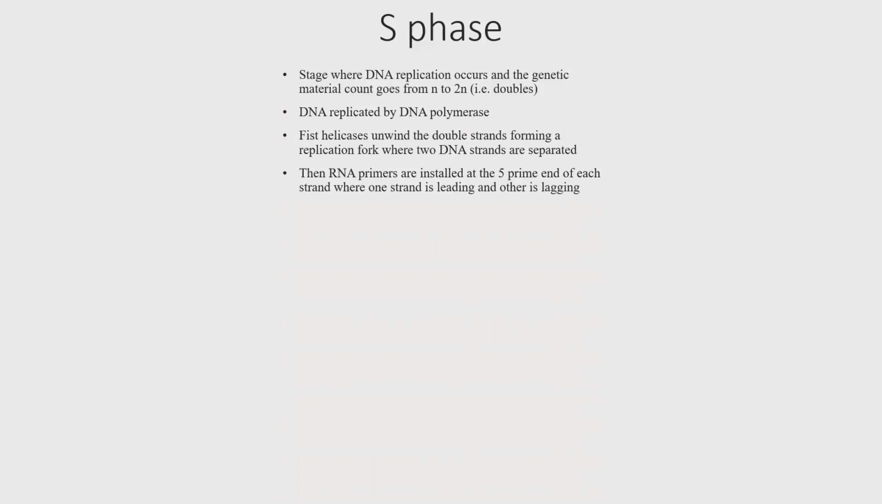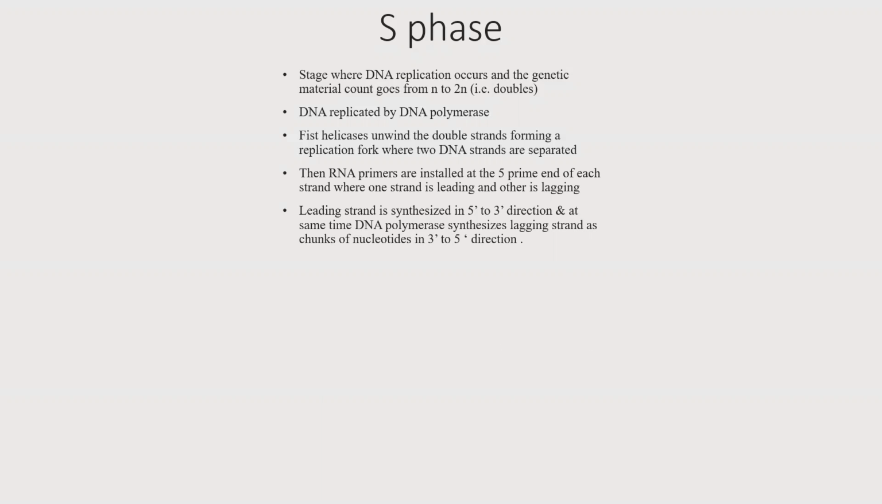And then RNA primers are installed at the 5' end of each strand. So we have two strands: one is called the leading strand and the other is the lagging strand. Why do we need RNA primers here? This is because DNA polymerase cannot identify where to begin replication without the help of RNA primers. It needs RNA primers in order to identify where it should start synthesizing the new DNA strand from. So it acts as a marker.